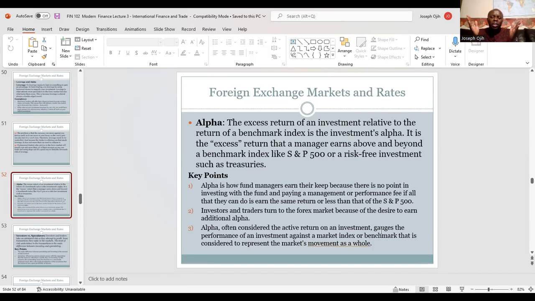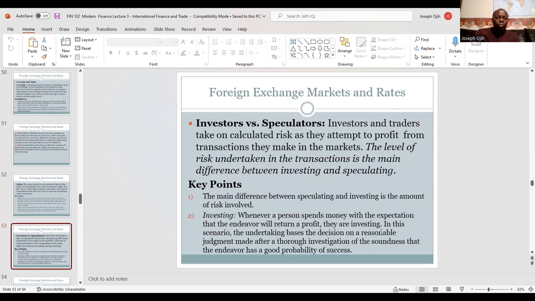So if the manager can make alpha all the time, he or she will attract a lot of investments. But if you can make only the same return as the S&P 500 or any of the indices, or even less than that, why put your money in the fund? If they can make it, that means you can make it by yourself. So investors and traders turn to forex because of the desire to earn additional alpha. So that is what alpha is.